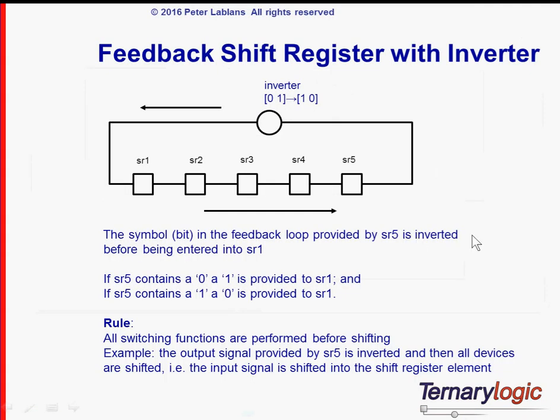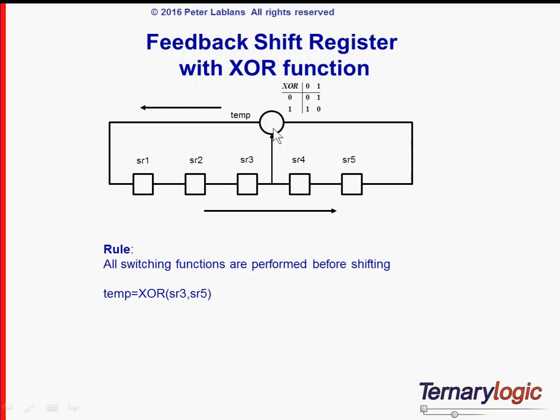That's a good idea, and actually we can change that inverter into a 2 input 1 output switching function, such as the XOR function, which is the most commonly applied switching function in a feedback shift register in the art. You actually could also use the equal function, but for some technical reasons, people prefer the XOR. So what happens in this one is we take the outputs of SR3 and SR5. Those are inputted into the XOR function and provide a signal temp. And so here is the expression: temp is XOR of SR3 and SR5. That's the function that is performed, and that output is inputted in SR1.